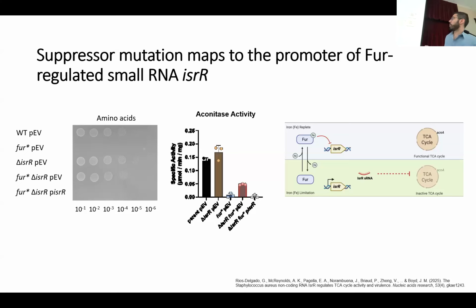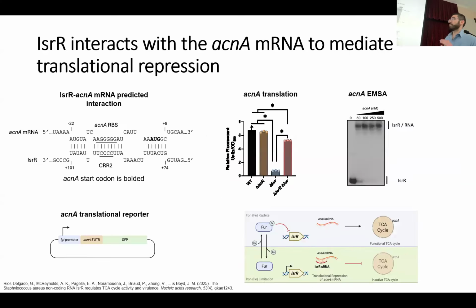So we were interested in following up how exactly this small RNA was impacting the aconitase activity in the TCA cycle. So naturally, we decided to look at the sequence of our small RNA, IsrR, and we compared it to the sequence of the aconitase transcript, because we know that small RNAs act at a transcript level.